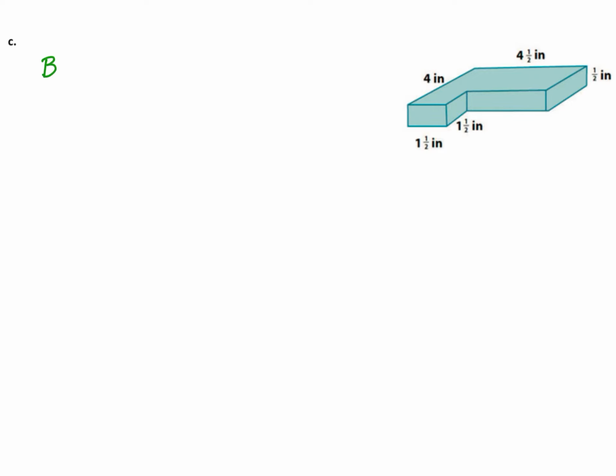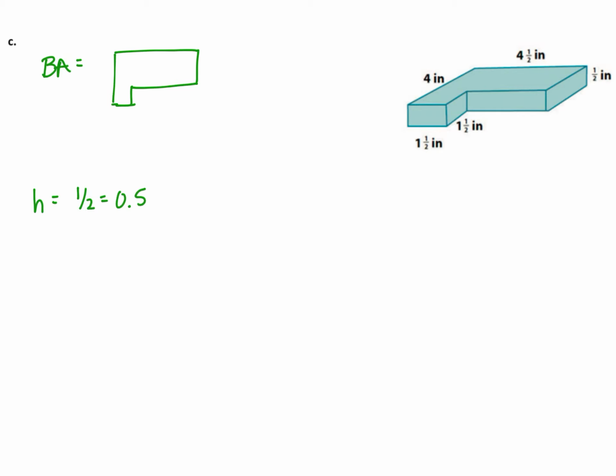For part C, the base area is made up of multiple parts. It looks kind of like this if you were to look at it from the top. And so we're going to have to figure out the base area for that whole thing. The height of the entire prism is a half, which can be rewritten as 0.5.